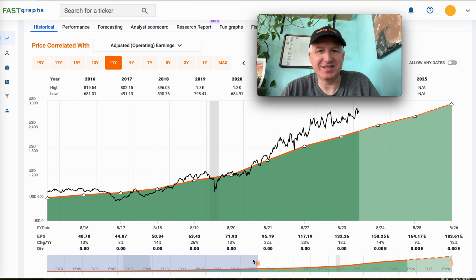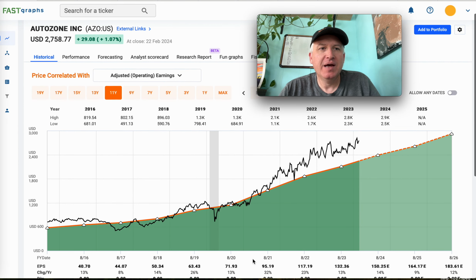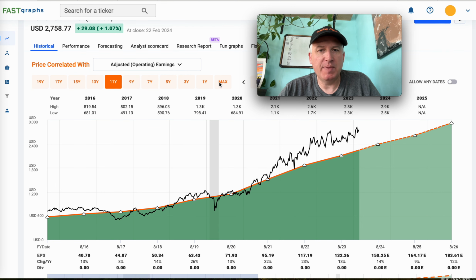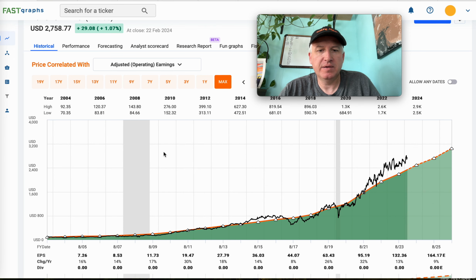Hopefully people understand that. I don't know if I explained it well enough, but if you look at AutoZone stock, you can see, let's go back even longer on the FAST Graphs here.